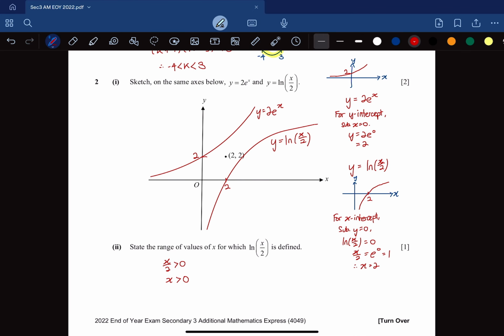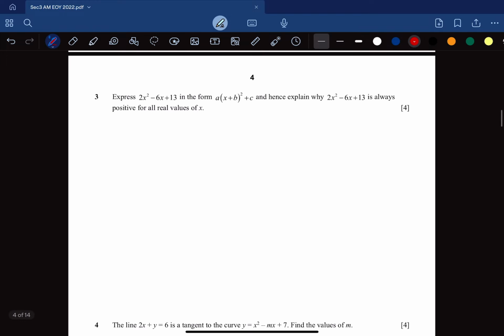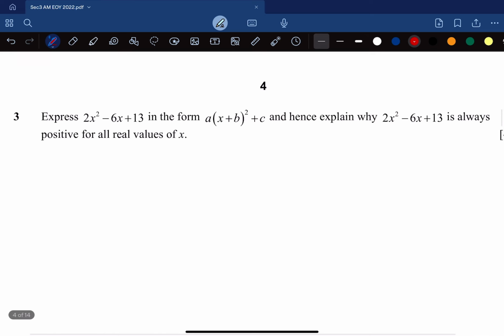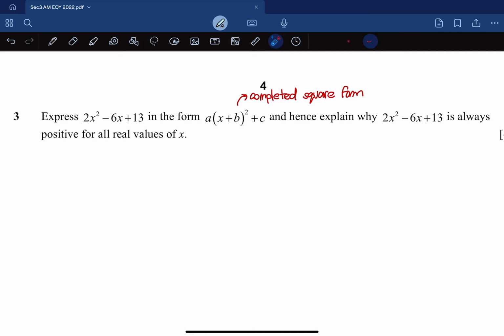Alright, so now let's move on to question 3. Express this quadratic expression in the form a(x+b) squared plus c. At one look, we can see that this is the completed square form. So you're expected to apply your completing the square skills in order to turn this quadratic expression into this completed square form. So express this first, then hence use this to explain why this quadratic expression is always positive. So let's start by turning this quadratic expression first into the completed square form.